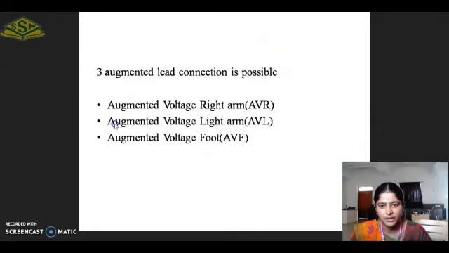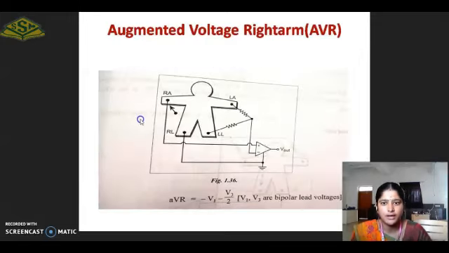Unipolar has three types of connection. The first one is augmented voltage right arm, the second one is augmented voltage left arm, and the third one is augmented voltage foot. This is the connection of augmented voltage right arm. A connection from the right arm is connected to the positive terminal of the amplifier. Next, two equal resistances are connected to the left arm and left leg, and this combination is connected to the negative terminal of the amplifier. Here the voltage measured is equal to minus (V1 minus V3) divided by 2.